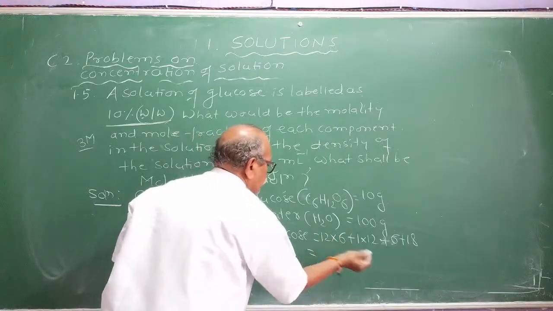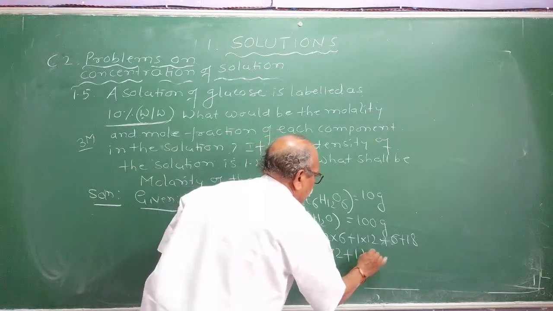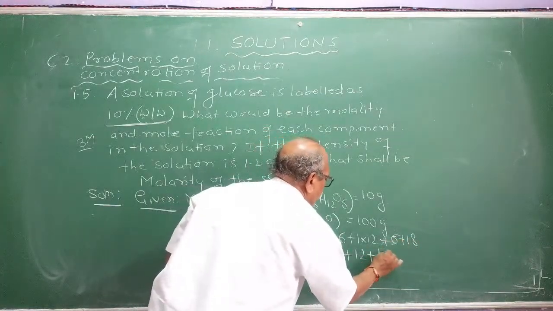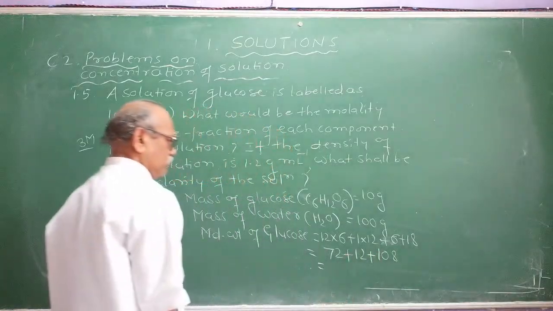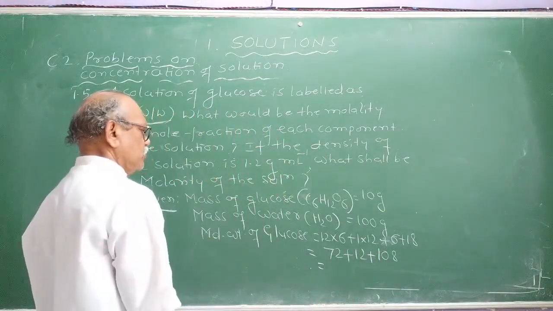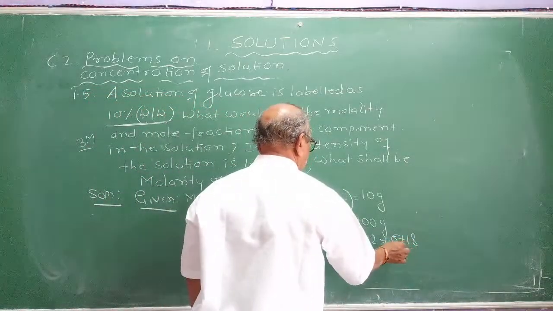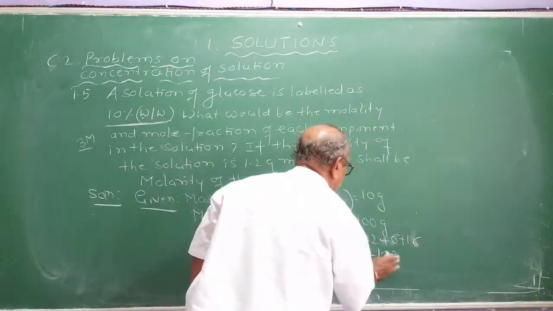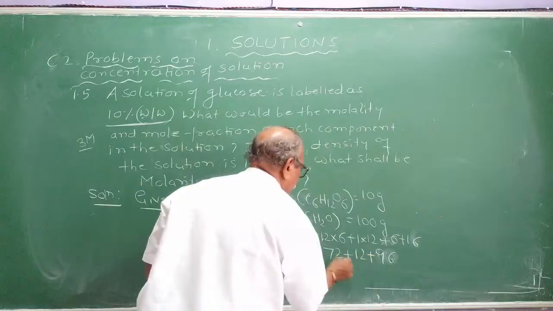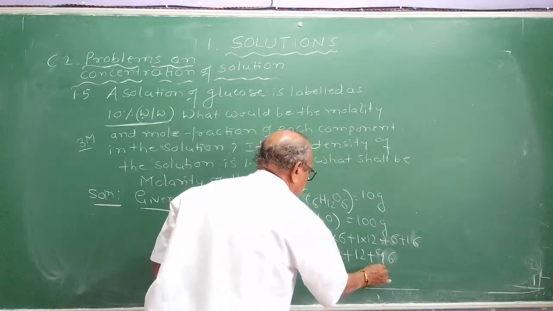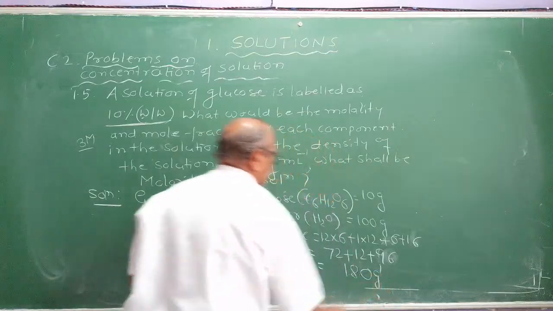Remember it, I am showing you. 12 6s are 72, plus 12 1s are 12, that is 84. Atomic weight of oxygen is 16, 6 16s are 96. 84 plus 96 is 180 grams.